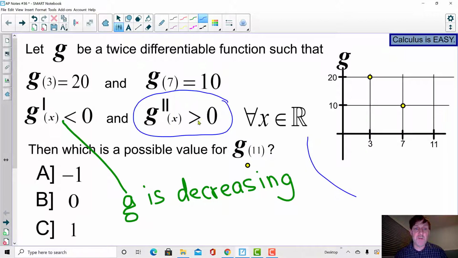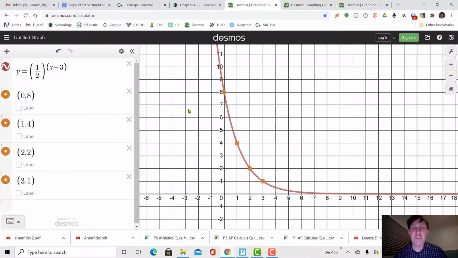Now we want our second derivative to be positive. So we want concave up. Here's an example of our second derivative being positive. So we're decreasing because that means our first derivative is negative. That's what we wanted. And we also want concave up, so we want our second derivative to be positive. So this is the picture that we're looking for.